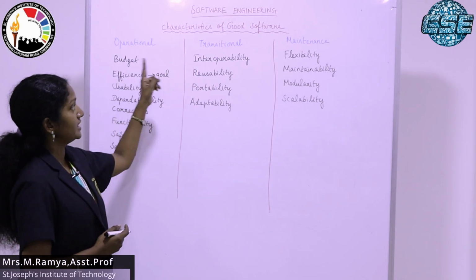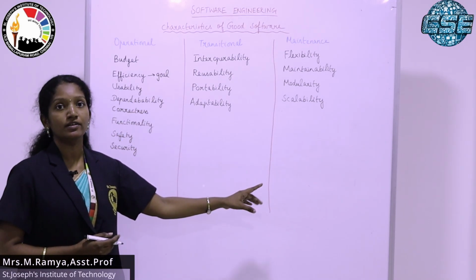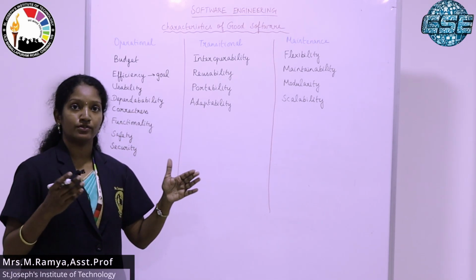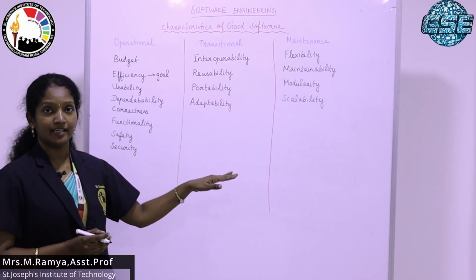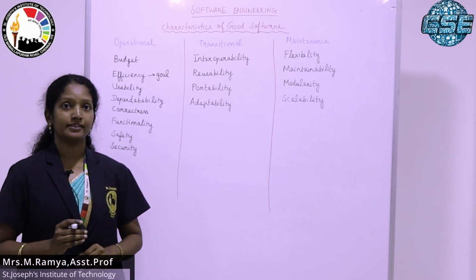So overall, these are all the characteristics of good software. Whatever software you are creating should contain all these characteristics. In such a way you have to create the software.